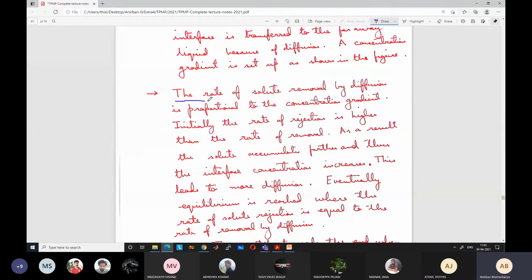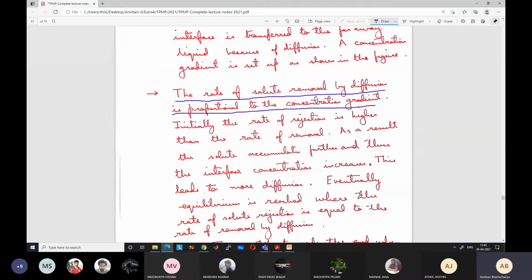So initially the rate of rejection, meaning removal of solute from the solid to the liquid, is higher than the rate of removal by diffusion. As a result, the solute accumulates further and thus the interface concentration increases. As I have shown here, the interface concentration keeps on increasing. So this leads to more diffusion.